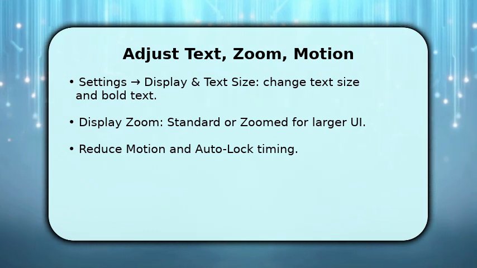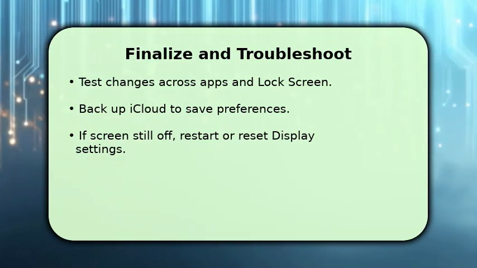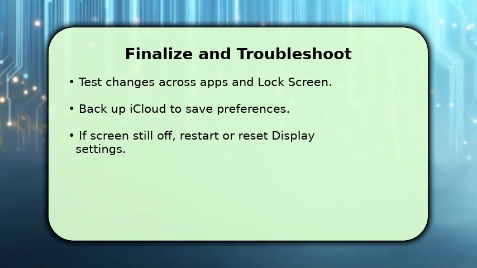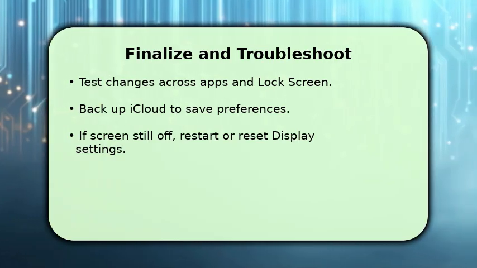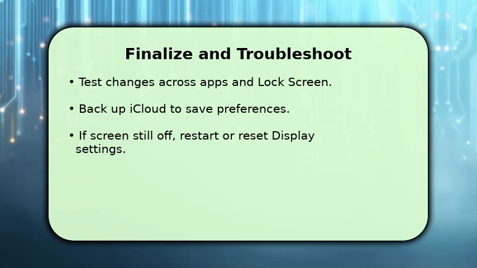Lock and unlock the phone, open Mail, Messages, and Safari to ensure text and zoom behave consistently. Back up to iCloud so your display and accessibility configurations persist if you restore or replace the device.